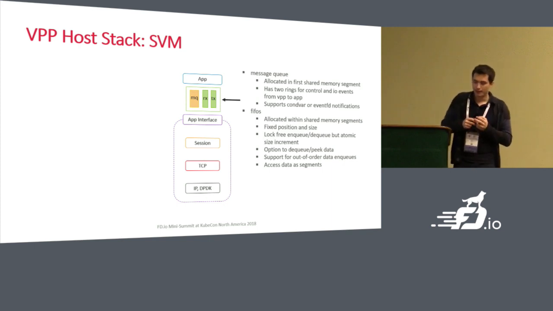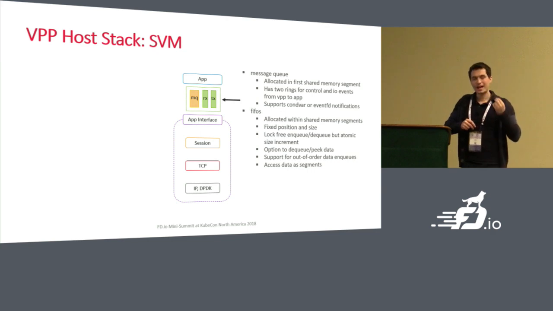On the one hand, we allocate the message queues. These, by convention, are allocated in the first segment that VPP allocates for an application. They have two rings because we have to convey both I/O and control events to the application from VPP. As a side note here, previously we've used SVM queues. Those are used by the binary API as well.